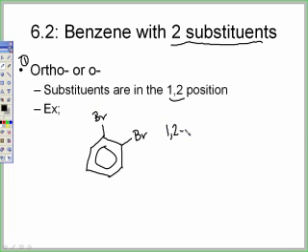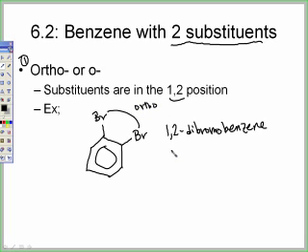Instead of saying 1,2-dibromobenzene, we can call this the ortho position or just the O position. So this would be ortho-dibromobenzene. The ortho is just saying that they are adjacent to each other. So that Br could actually be on this side too, 1,2 going around to the left.